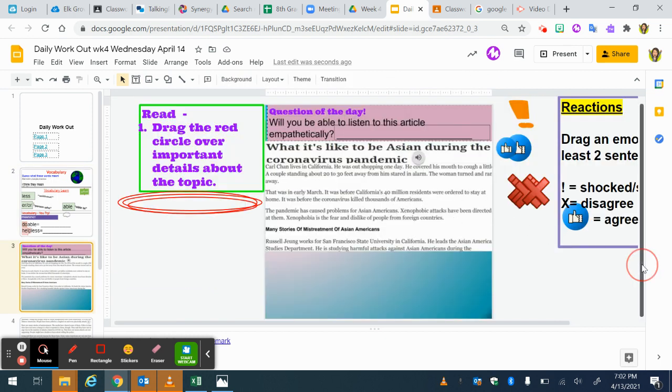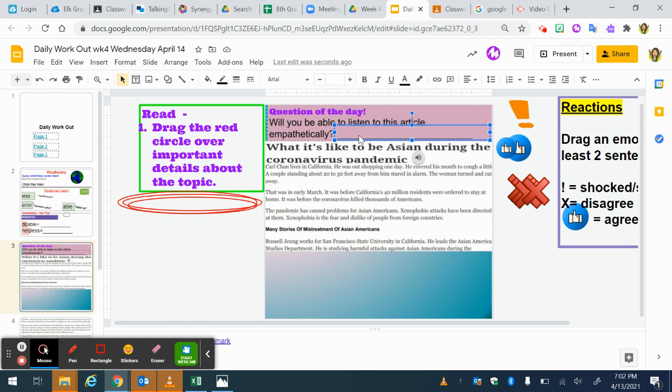All right. So on page 3 is the article for today. Okay. So before we start the article, we're going to look at the title: What it's like to be an Asian during the coronavirus pandemic. Okay, and we're going to stop and look at our question of the day. Will you be able to listen to this article empathetically?